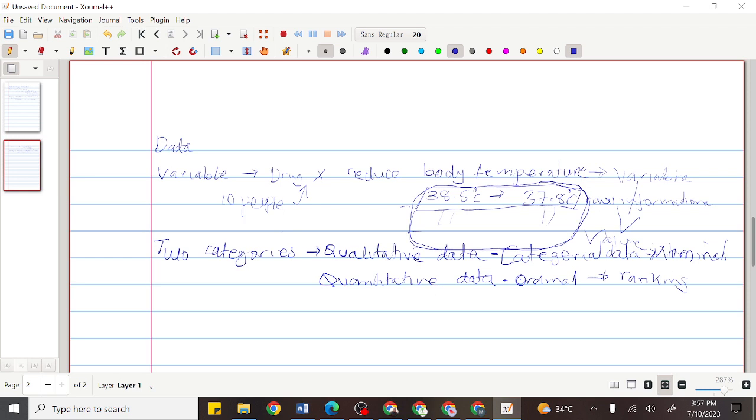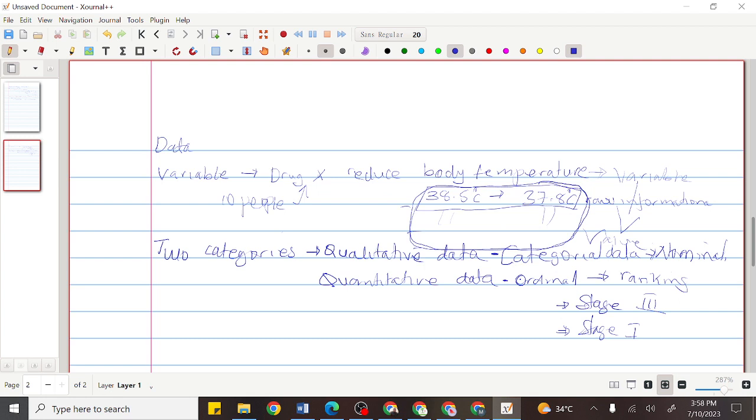If you say someone has stage 3 cancer, it has meaning compared to if you say someone has stage 1. Okay, the ranking is very, very vital, because it communicates something. Okay, so that is what we call ordinal data. Okay.